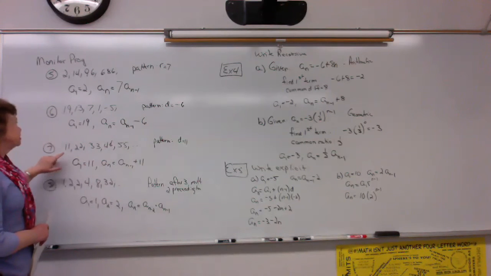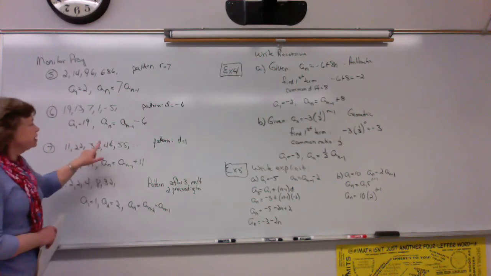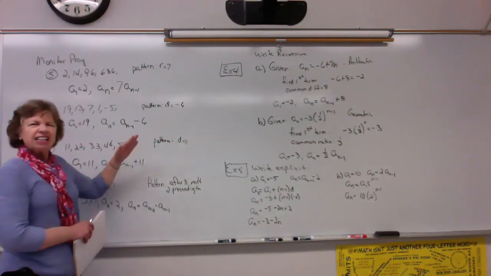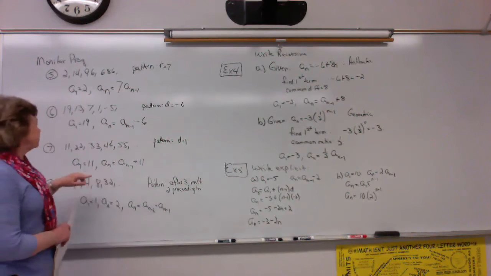For number 7, it's 11, and then 22, and 33, and 44, and 55. So you were adding 11 each time, so it was, again, an arithmetic sequence.